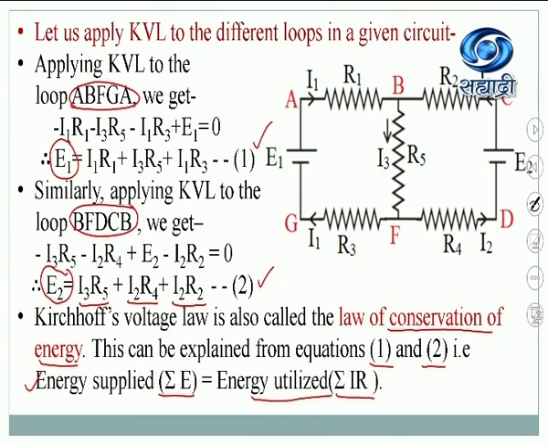For example, in equation 1, whatever is at the right hand side is nothing but the current flowing through the circuit. As if we say there is power dissipation, that is energy utilization, across this resistor R1, that is I1 R1, across this resistor R5, that is I3 R5, similarly across this R3. So in equation 1, the left hand side is energy supplied, and the right hand side is the energy utilized.